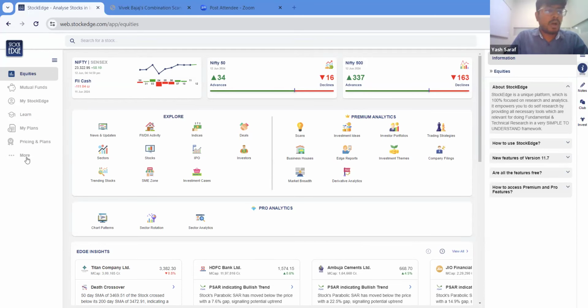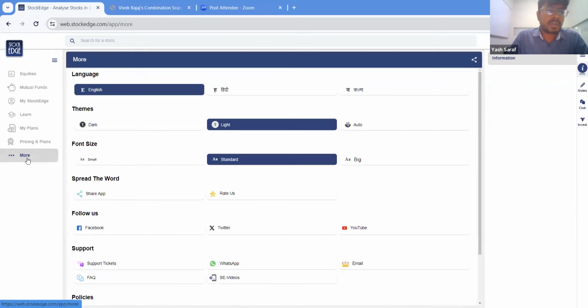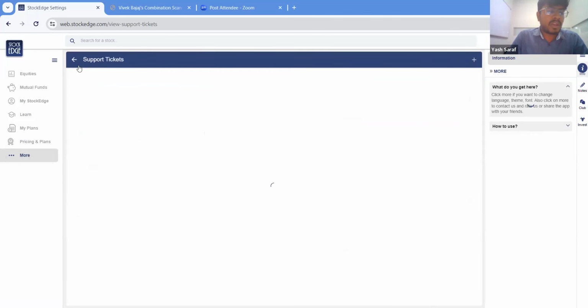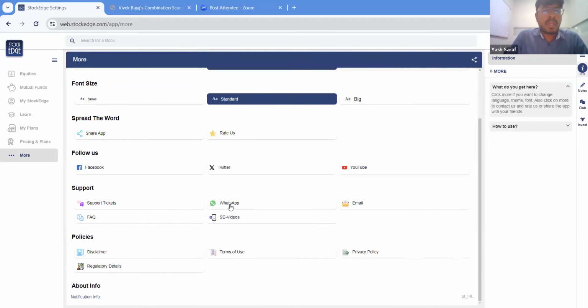First of all, from the StockEdge application itself, you can reach out to the support team. You can go to the more section, and over here, these are the support ways where you can reach out. Either you can raise a ticket from this section, if you want to raise a ticket, or you can WhatsApp us, or you can also mail us. And if you want the contact number, then I'm also providing you with the contact number itself.